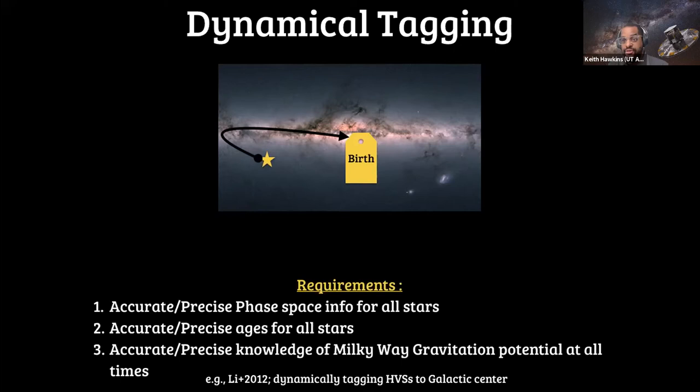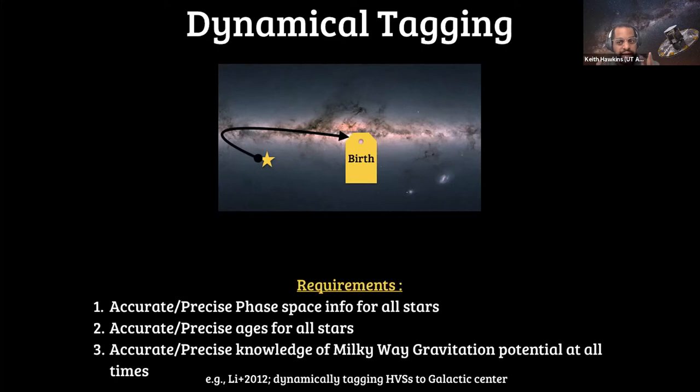And then you also need accurate information about the Milky Way's gravitational potential at all times in the orbit, so that you know what the star has felt, what torques and what forces it's felt. And that's really hard. Of course, Gaia is really helping with the first. We have phase space information for a billion stars. But many of those stars actually have very poor parallaxes, and so the phase space information is somewhat not so greatly under control.